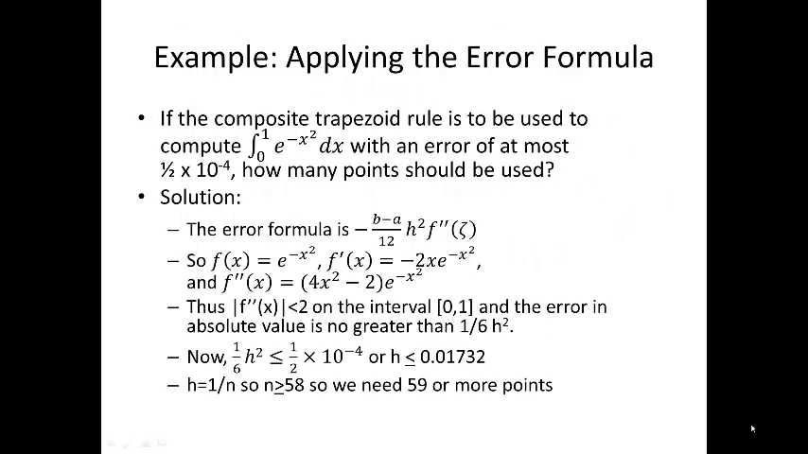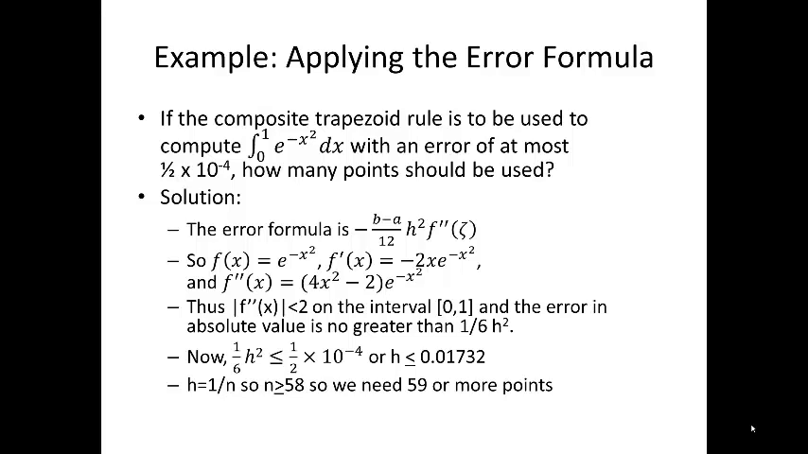So here we can apply the error formula. Our first application is going to be in predicting how small h has to be to attain the specified precision in the trapezoid rule. So consider if we want to apply the composite trapezoid rule to compute the integral from 0 to 1 of e to the minus x squared dx with an error of at most 1/2 times 10 to the minus 4. How many points do we need to use?